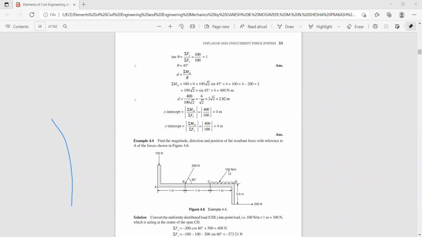And the intensity of this load is given, that is 100 Newton per meter. So it is called a uniformly distributed load, and the intensity is 100 Newton per meter.